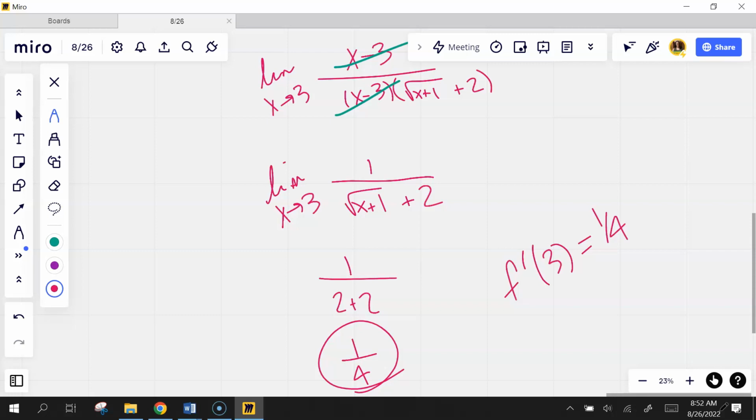Does that make sense? See what we did? If you do the slope, the instantaneous rate of change at a point, or the derivative, yes, that's how you tell. The little prime.